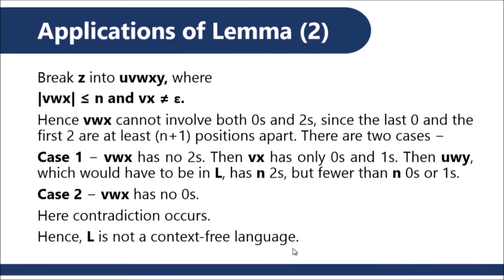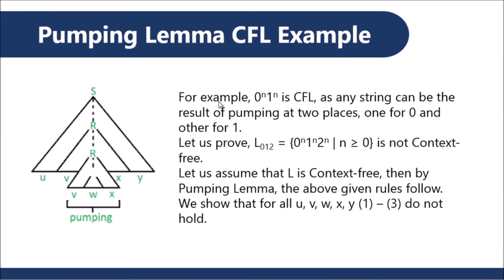Pumping lemma CFL example. For example, 0^n 1^n is a CFL, as any string can be the result of pumping at two places, one for 0 and the other for 1. Let us prove that the language over {0, 1, 2}, L = {0^n 1^n 2^n, where n is greater than or equal to 0}, is not context-free. Let us assume that L is context-free. Then by the pumping lemma, the above given rules follow.